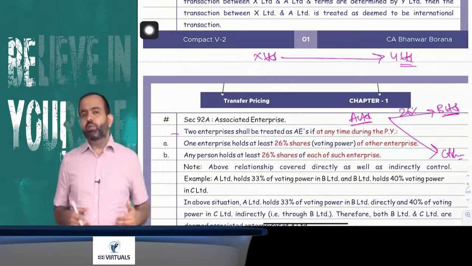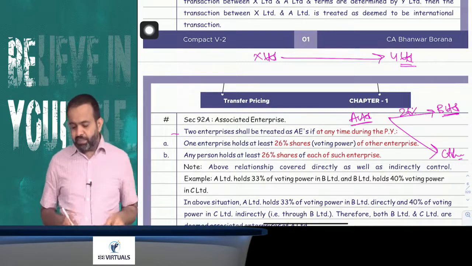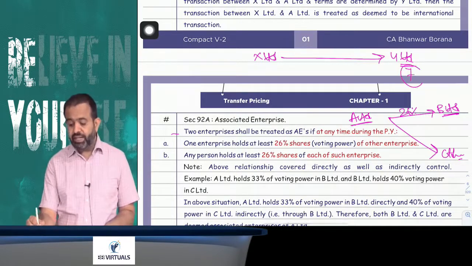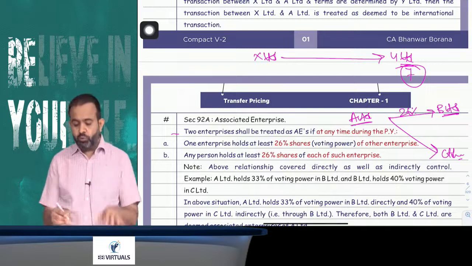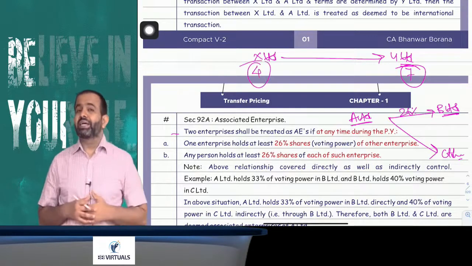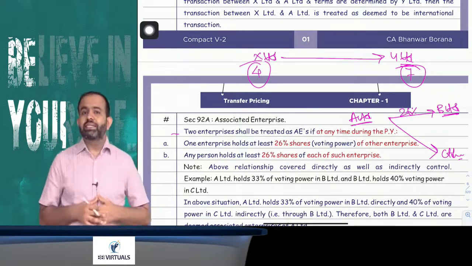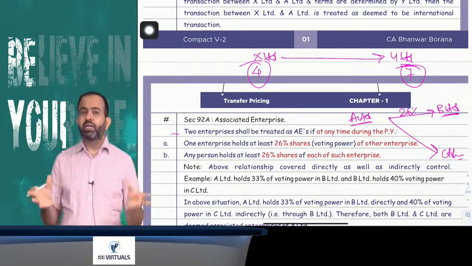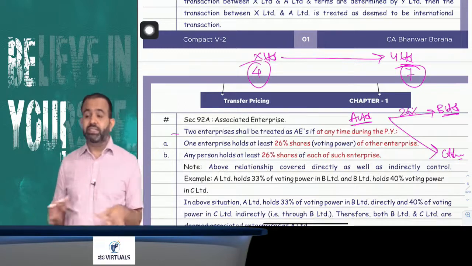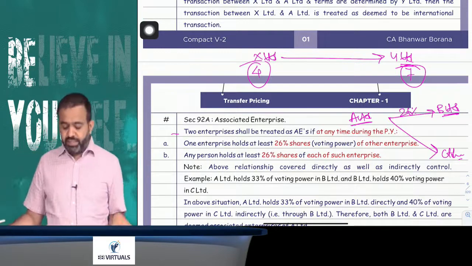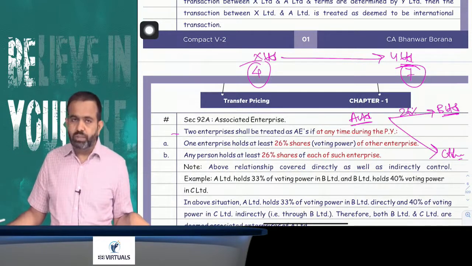Now, more than half of the board of directors means, I can take one example. Suppose Y Limited has a total of 7 directors, and out of 7, 4 directors are appointed by X Limited, or suppose X Limited appoints at least one executive director. Executive director means full-time director, that is called your executive director. In that case, X Limited and Y Limited will be treated as associate enterprises.